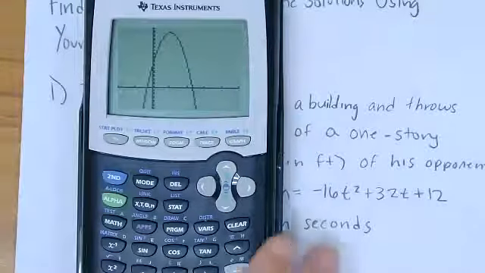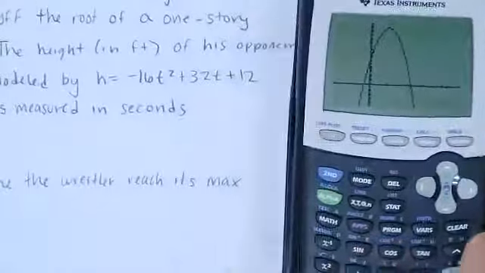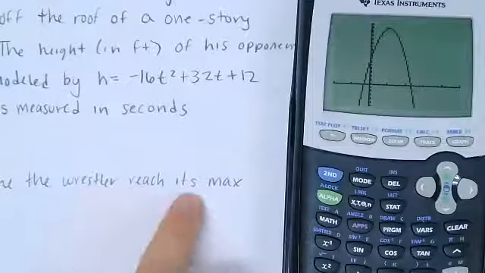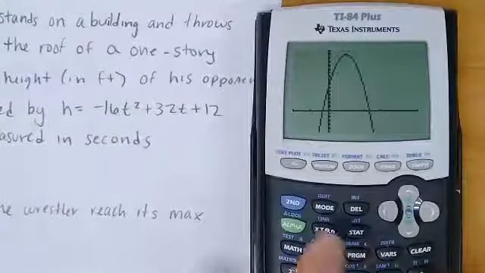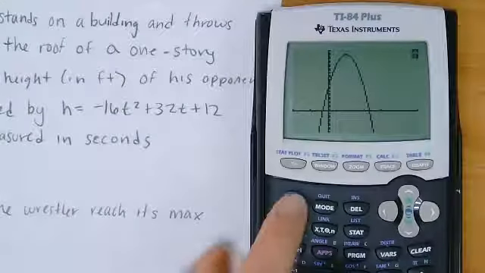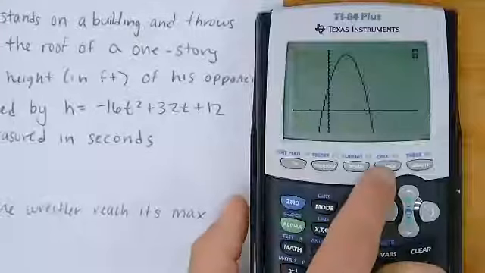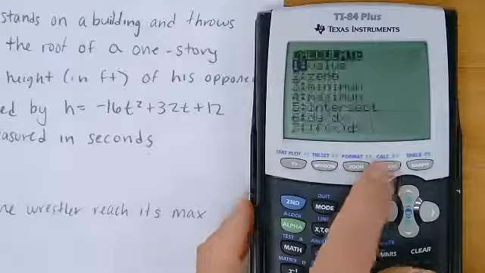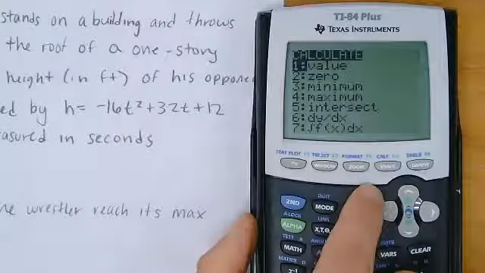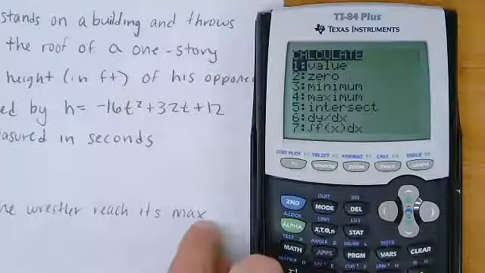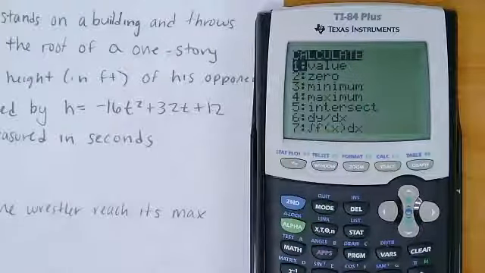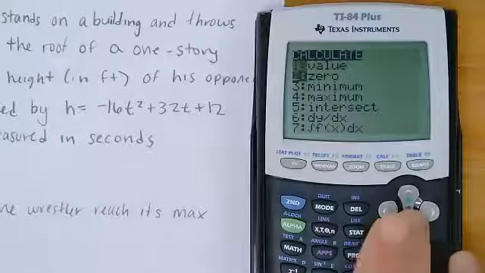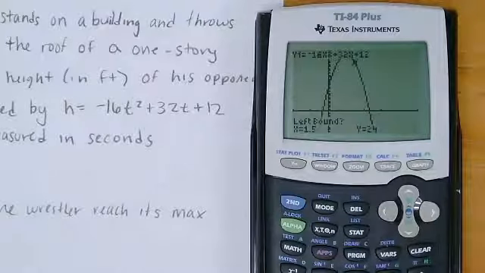All right, so to find the maximum, right, to find when the wrestler reaches its max, I need to find this value right here. And to do that, I press second, and then I press calc. Now, what do you think you're going to choose here if you're finding the max? Well, you're going to press maximum. So I'm going to press 4, or you can scroll down if you want and click on maximum.